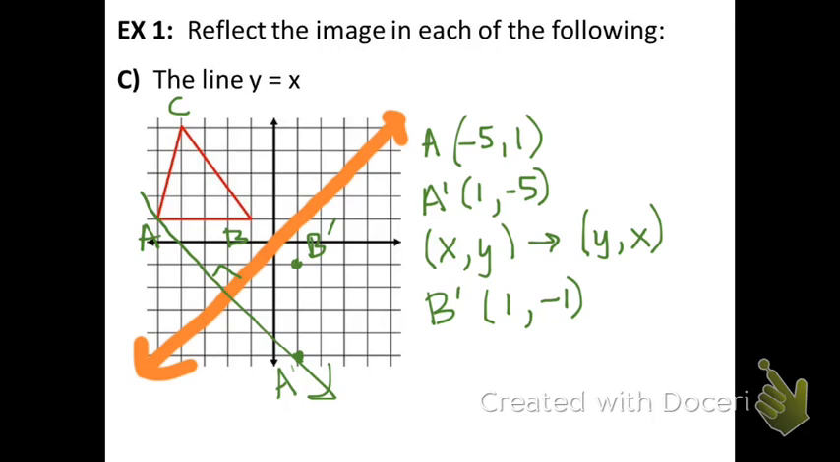And now if we were to connect those two, we should see that it's perpendicular, and the distance from B to the line and from the line to B prime would be exactly the same. Okay, C prime. Then if C is back 4, up 5, then C prime would be 5, negative 4.